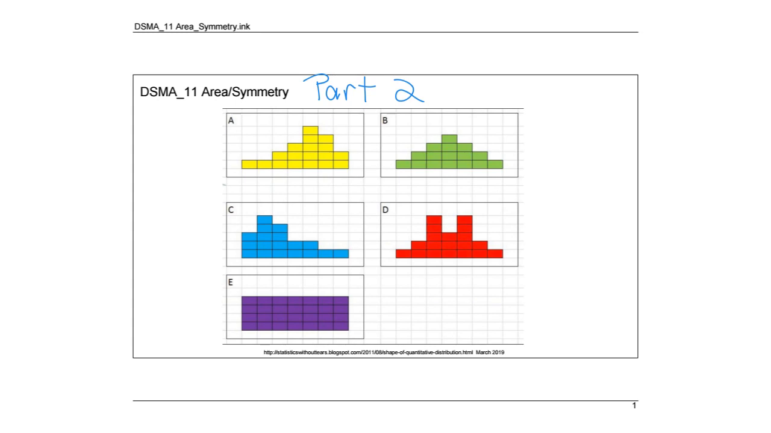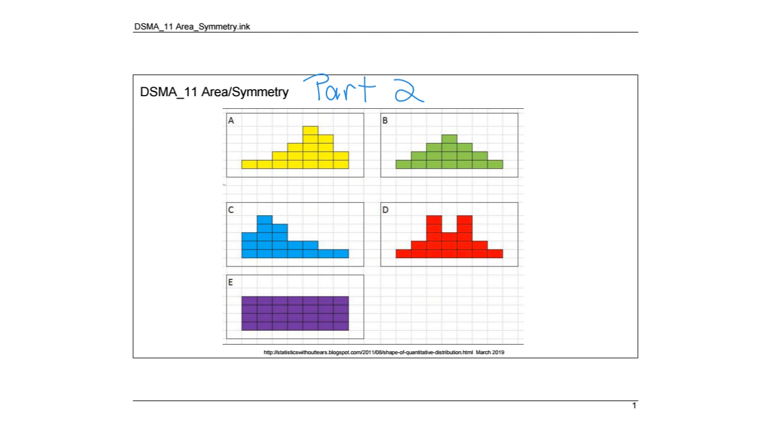All right, here goes with DSMA 11 part 2. We're going to look at symmetry. So remember, symmetry means that it's the same on the left side and the right side. So if you're looking at the middle, notice B is symmetric because if you look at the middle and maybe fold it over in the middle, the left-hand side would lay right on top of the right-hand side.